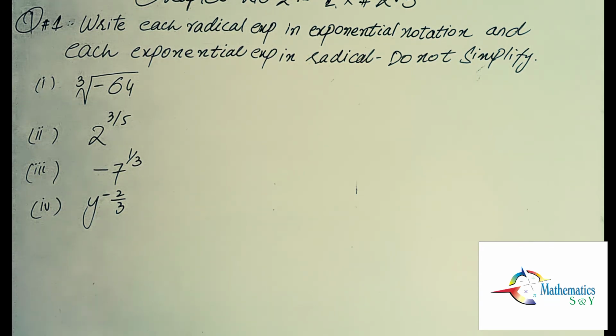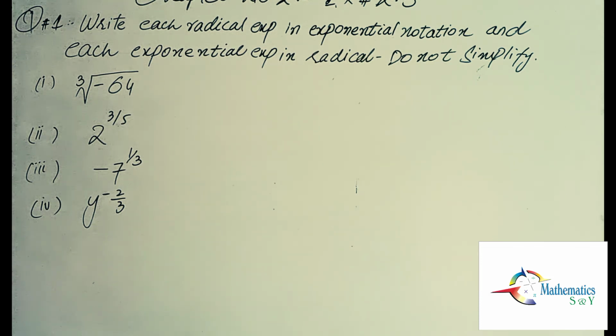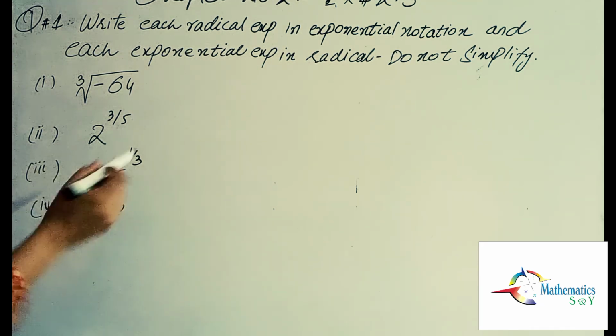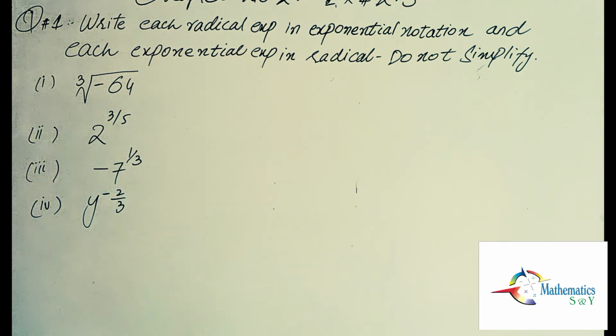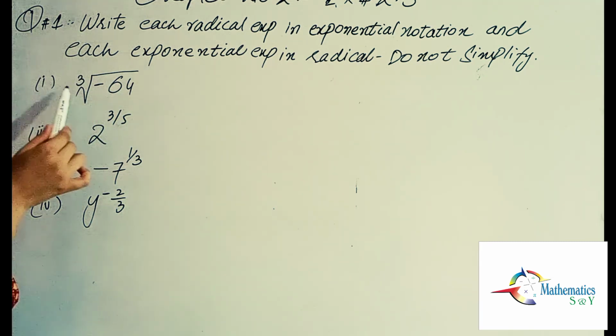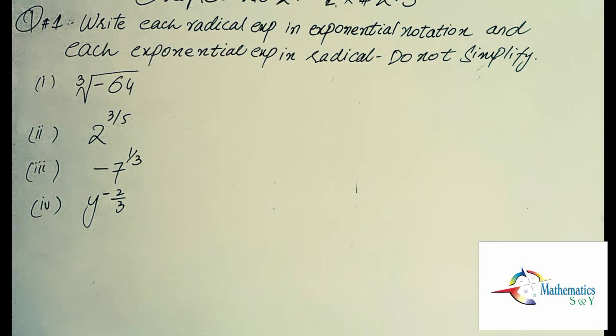Write each radical expression in exponential notation. It means radical form will be converted into exponential form and each exponential form will be converted into radical. So do not simplify. We will just have to change the notation. So here in part 1 you will see the cube root of minus 64. This minus 64 is the radicand and as a whole this is called the radical, and 3 is the index of the radical over here.